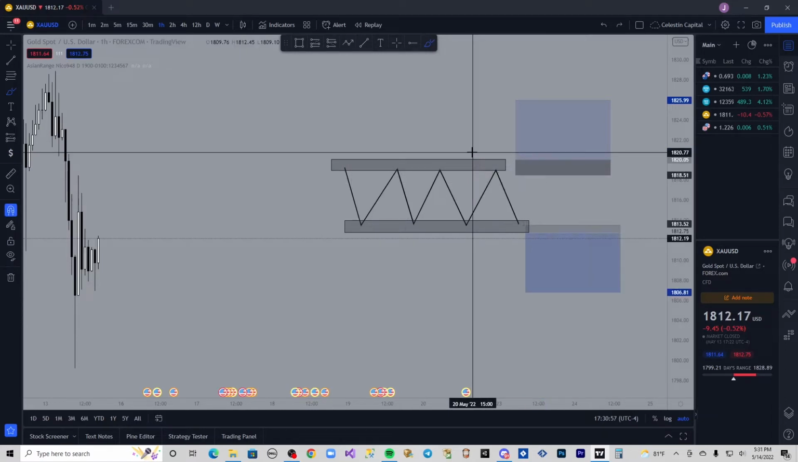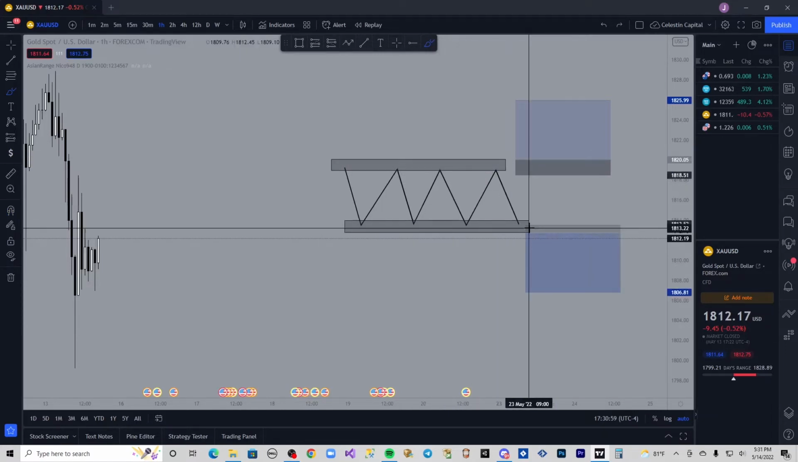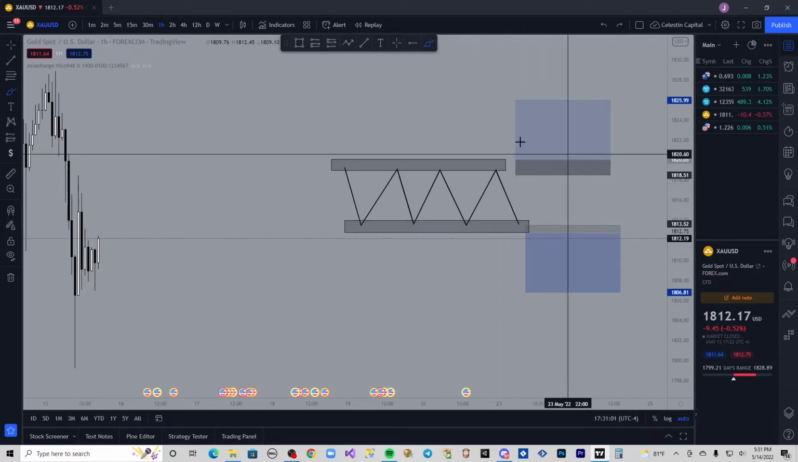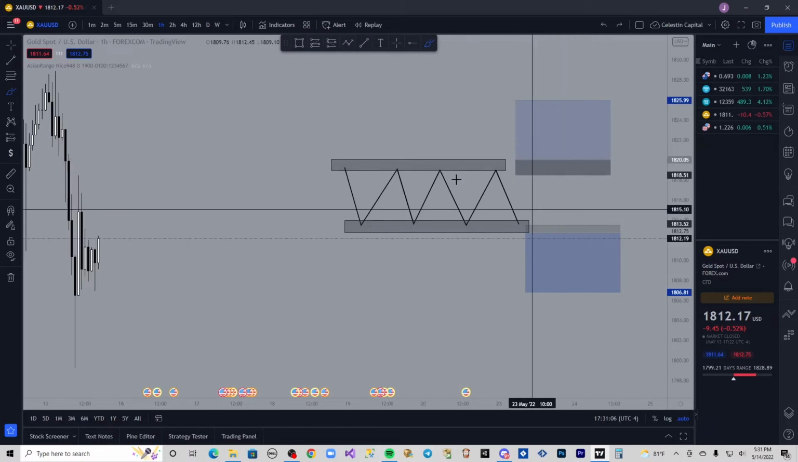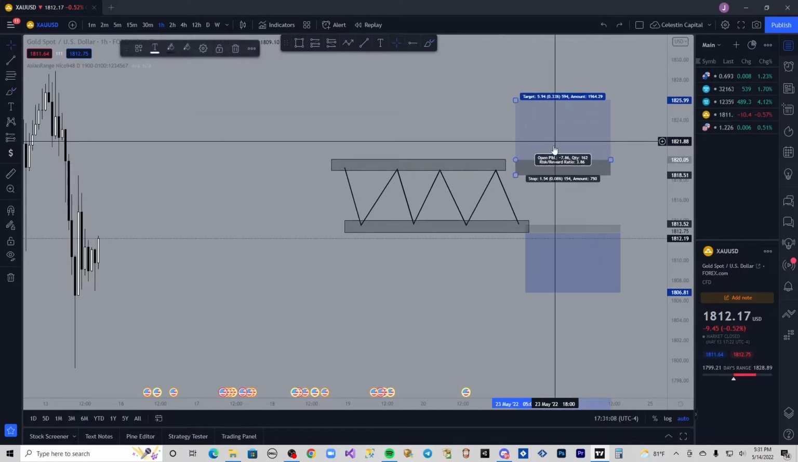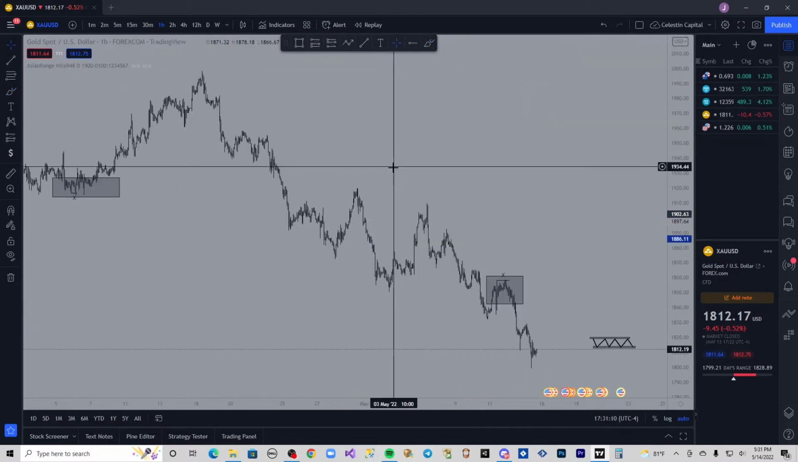So there are certain different types of liquidity. I just explained them both to you. We've got the support and resistance liquidity, and then we've got the sell stops and buy stops. Now let's take a look at a live market example that I have marked up for you guys.